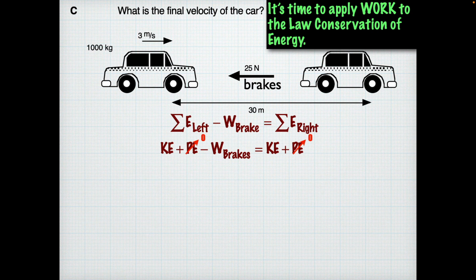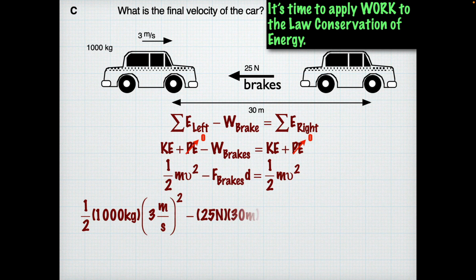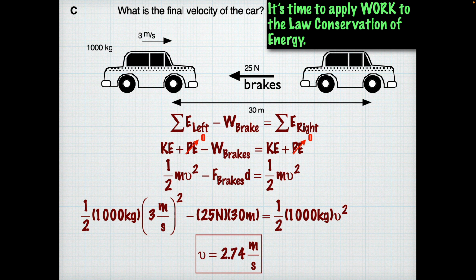So I'll plug in the equations that I need. So 1/2 mv squared is the kinetic energy, minus, and now instead of work of the brakes, I'm going to write the equation for work, which is the force of the brakes times distance. That's our basic equation for work, F parallel times d. And that's equal to 1/2 mv squared, and that v is going to be the final velocity. At this point, I'll put in my numbers and units. So 1/2 times 1,000 times 3 meters per second squared, minus the force, 25 newtons, times the distance, 30 meters, equals 1/2 times 1,000 times v squared. And I'll isolate v, so I'll solve for the velocity. And when I do that to 3 sig figs, I get 2.74 meters per second.